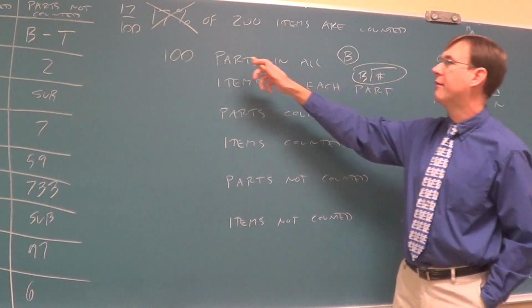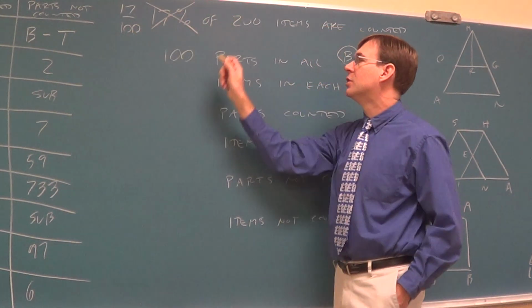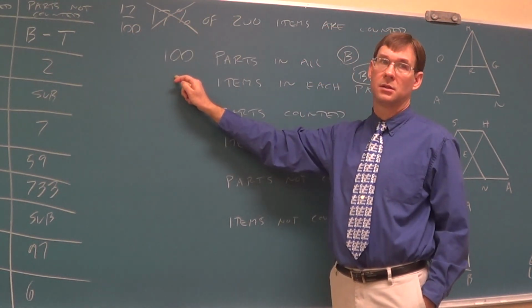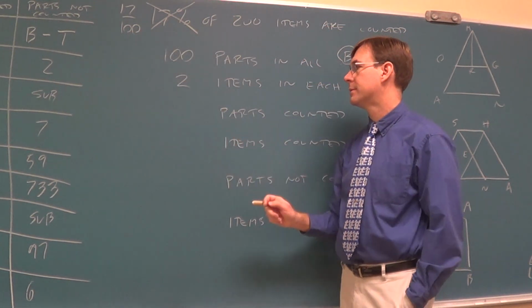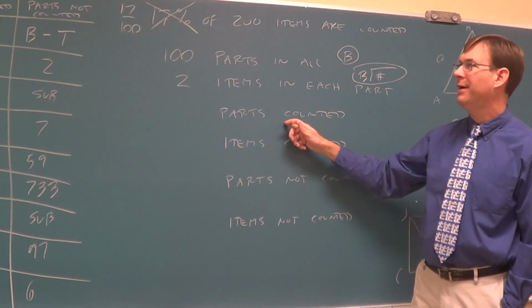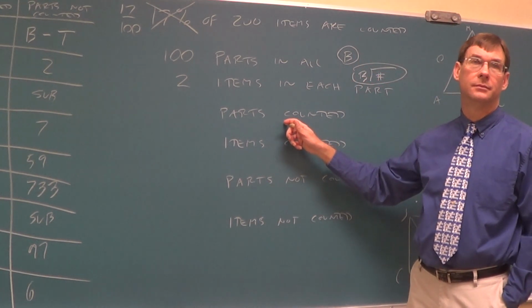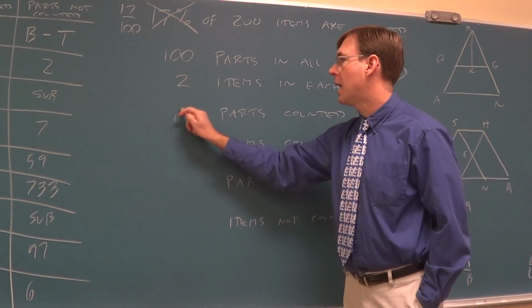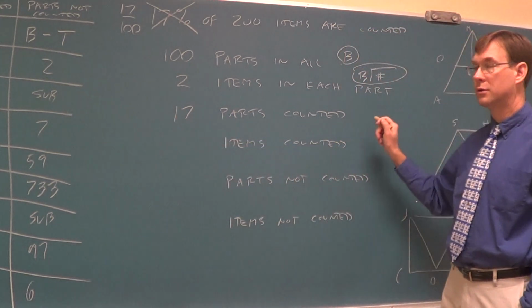So here we have 100. Divide into 200, how many apiece? 2. 2 apiece. Parts counted? 17. How do we always just grab that one? Top. Just grab the top.